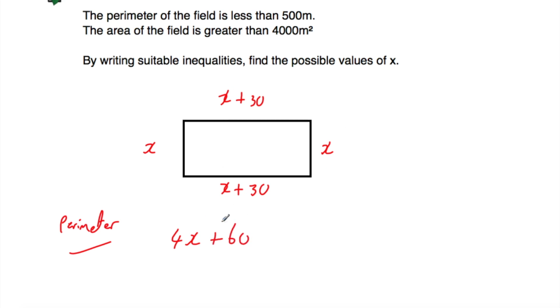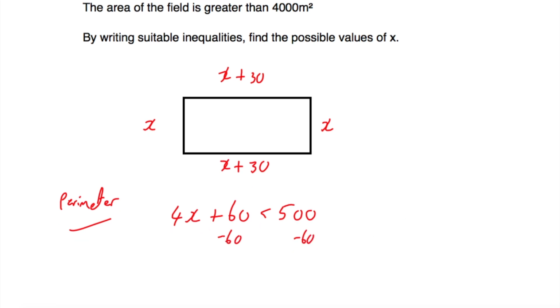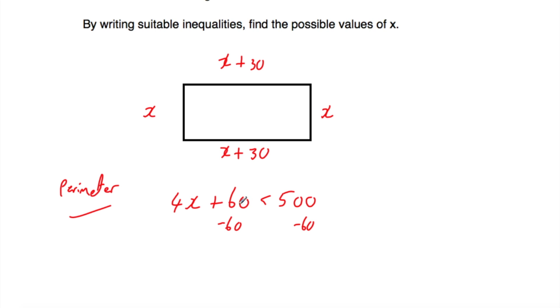So that's the perimeter of the field, 4x plus 60, but we're told it's less than 500 meters. So that's an inequality: 4x plus 60 is less than 500. Now we can actually solve this. We could solve this by taking away 60 from both sides. On the left-hand side, we would have 4x plus 60, take away 60 would just be 4x. And on the right-hand side, we'd have that's less than 500, take away 60 would be 440. And then if we divide by 4 and divide by 4, we'd have x is less than 110. So that means that the width of the rectangle is less than 110 meters.